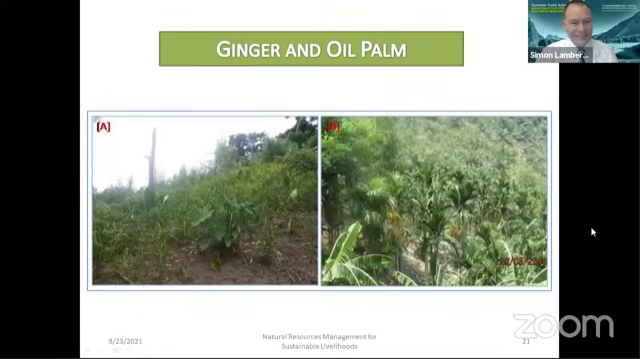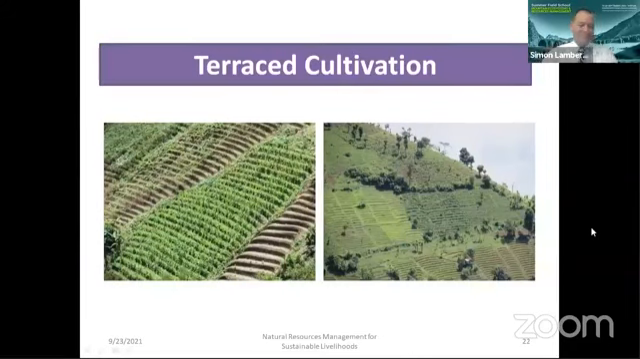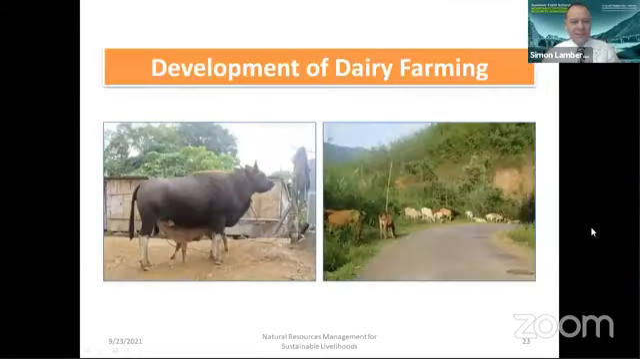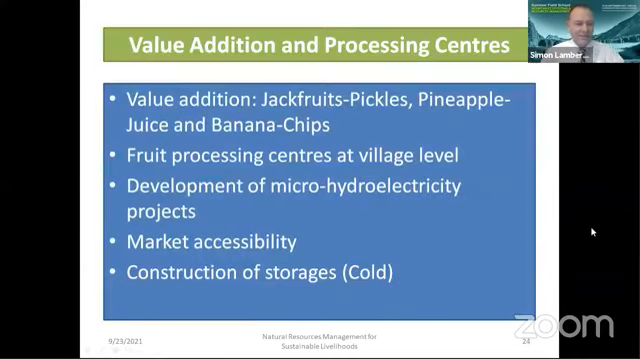These are some crops grown there. Now they have started terracing this shifting cultivation. There is scope for dairy farming, and then also value addition and processing. Value addition and processing centers can be started in the rural areas, which will add value to the production, and that will be good for their sustainability.